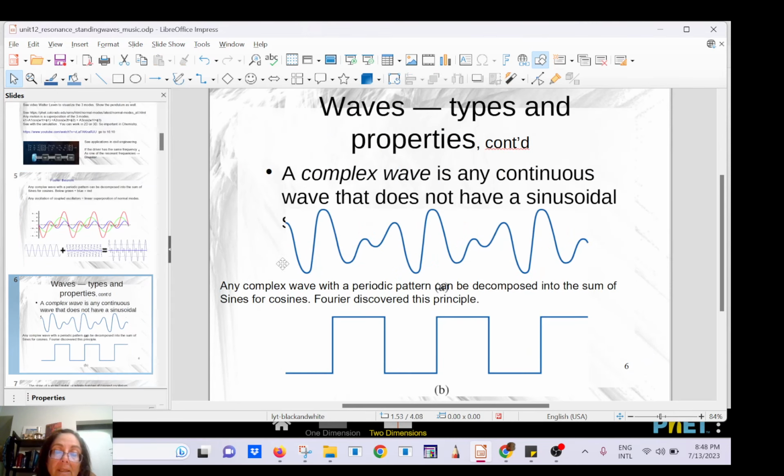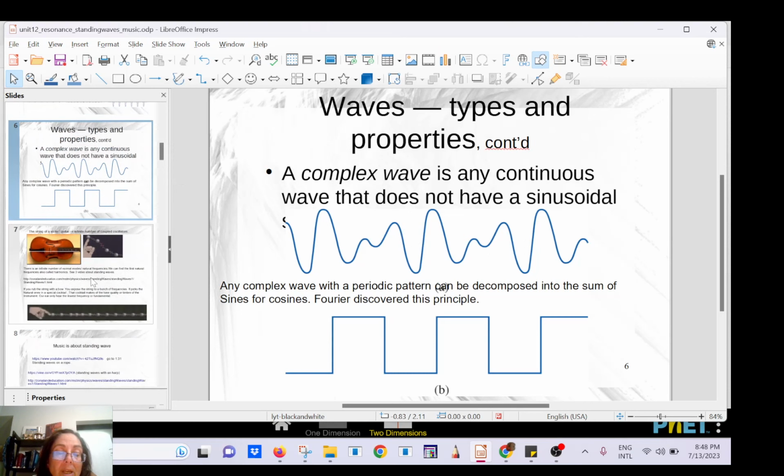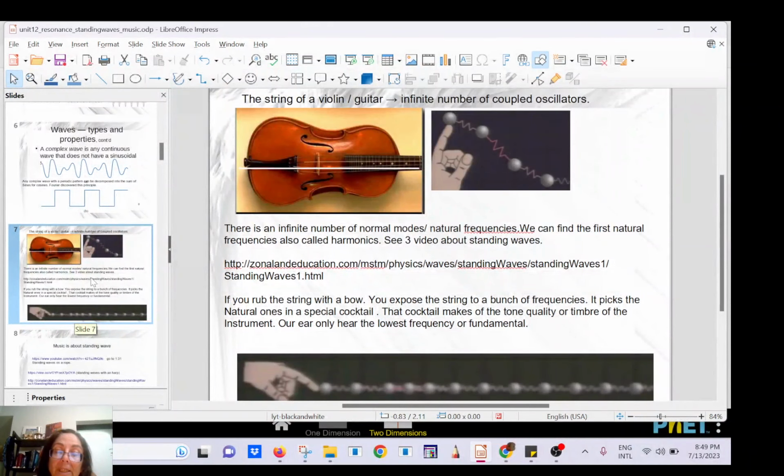So Fourier says that any complex wave, you can express it as a superposition, a linear superposition of cosine waves and sine waves. Okay, so let's connect to standing waves and to music.